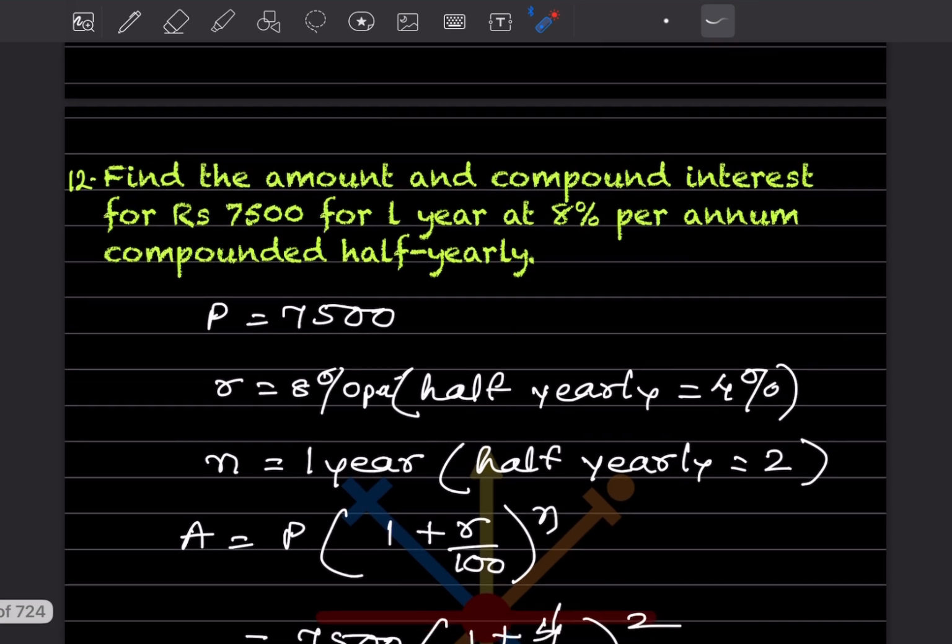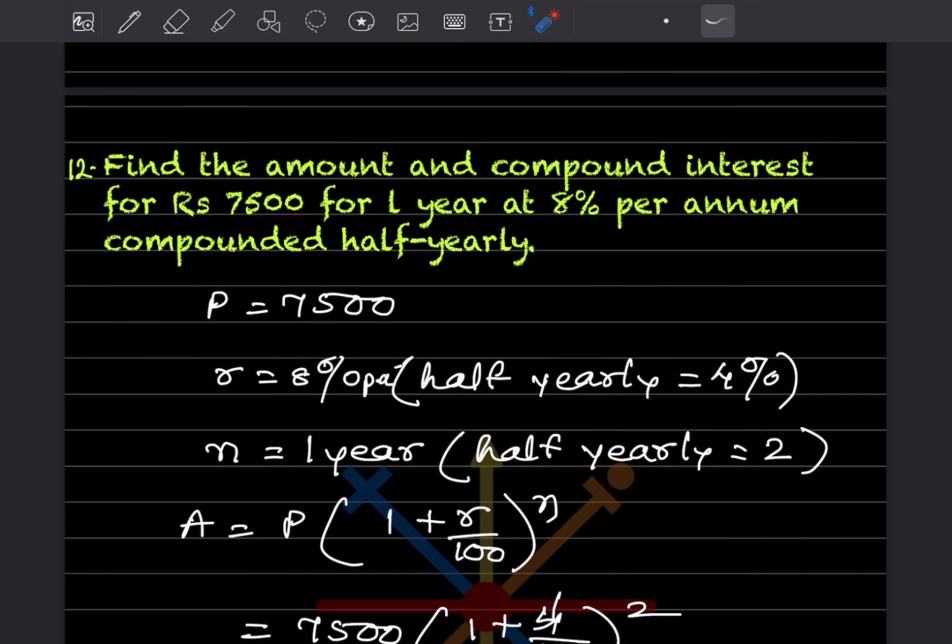Find the amount in compound interest for rupees 7,500 for 1 year at 8% per annum, compounded half yearly. Here, just see, this is not annually but half yearly. So I will show you how to do this part. The principal is 7,500. The rate of interest is given as 8% per annum. It is compounded half yearly. Per annum means per year, so half of it is going to be 4%. And for 1 year, half yearly means it will be twice in a year, so this is going to be 2.